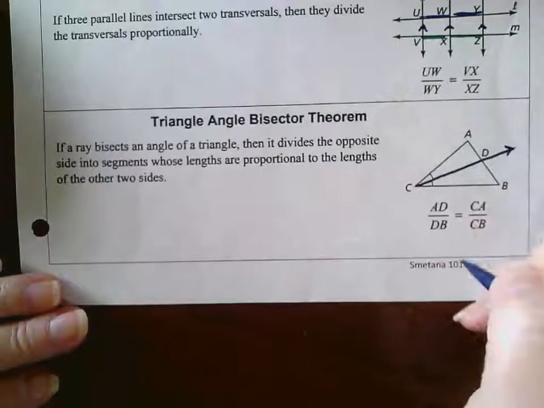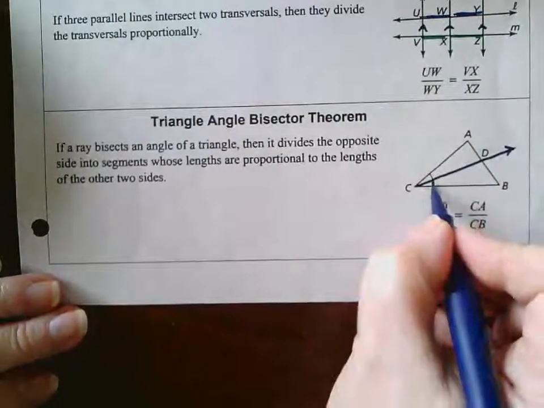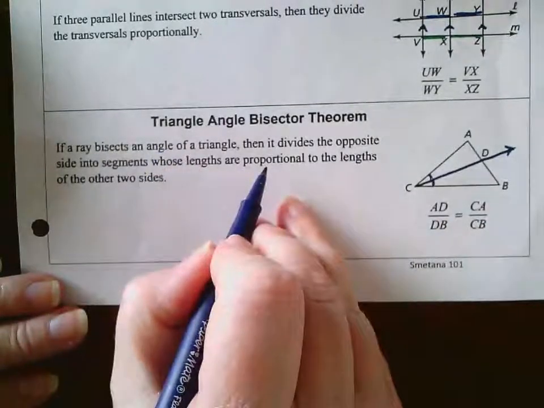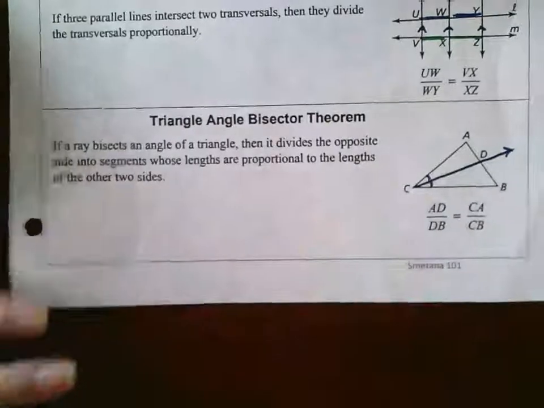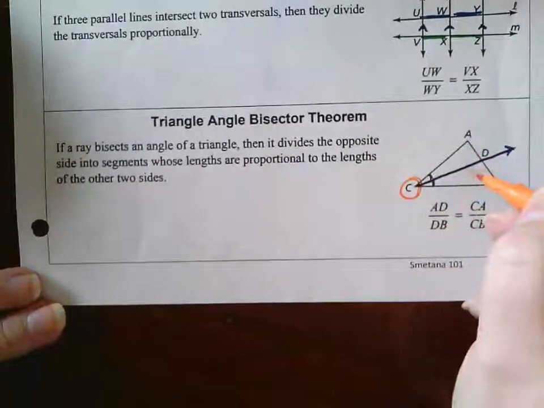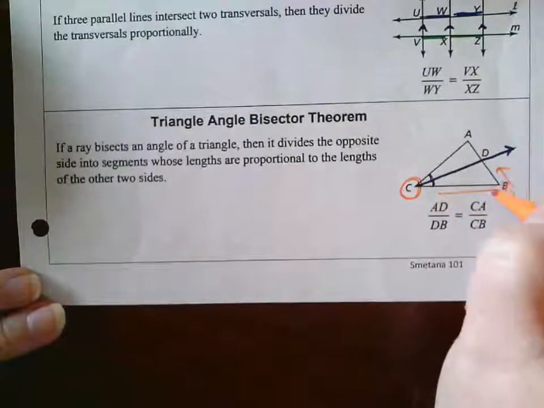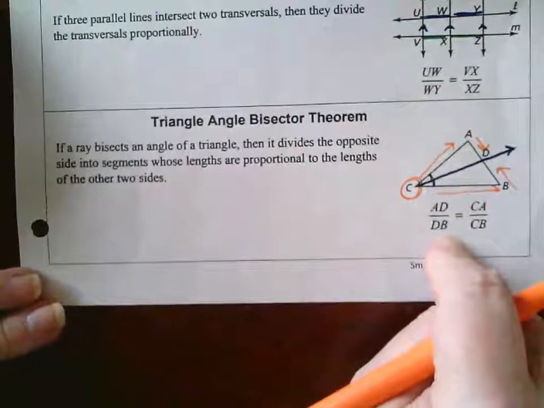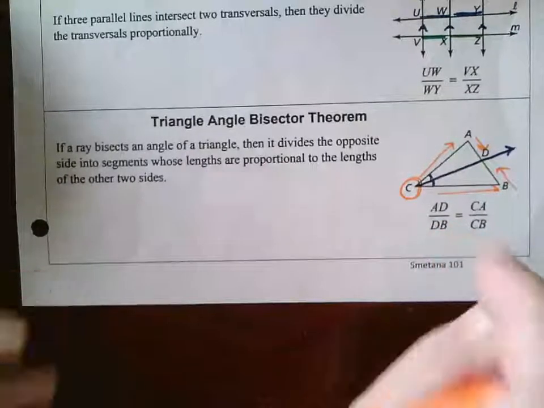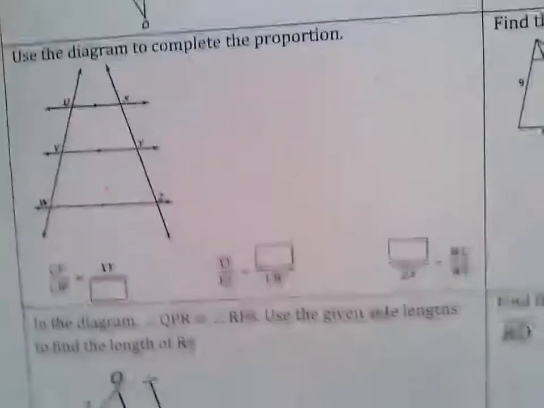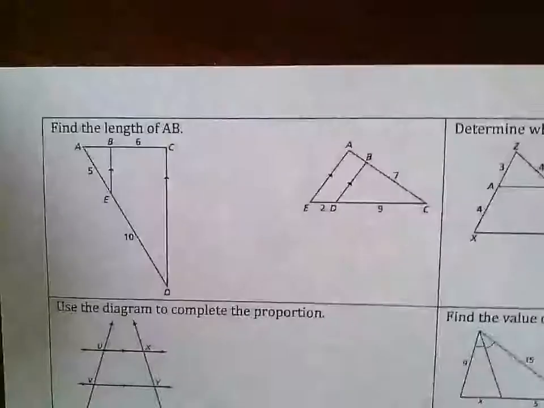So, angle bisector. If you have a ray, and this ray is a bisector, it means it divided this into two equal parts right here and here, then the segments are proportional. So if you have a problem like this, you again find the common point, but this time you go out and up, and that's how you're going to set up your proportion. It's going to make a heck of a lot more sense when I actually do an example, which I will start now. So find the length of AB.